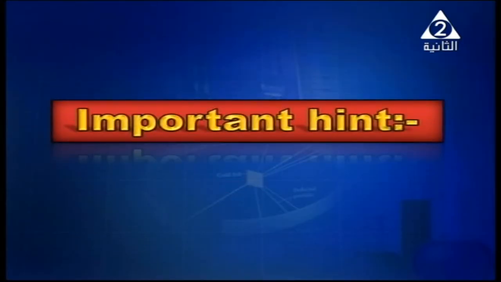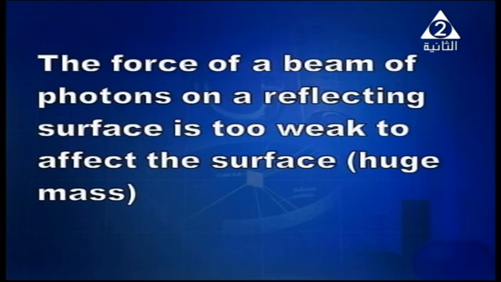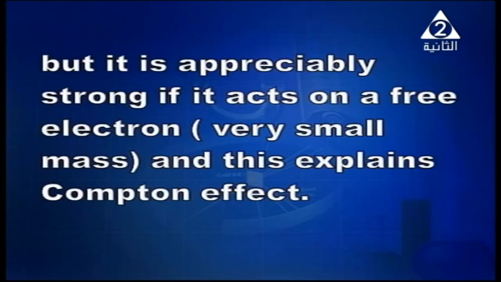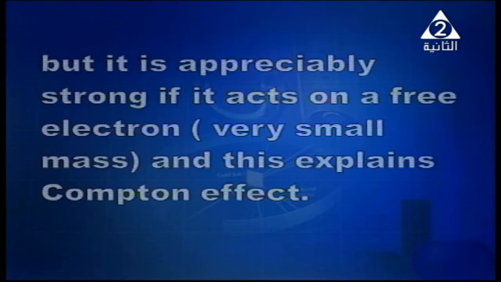We've got important hints here. The force of a beam of photons on a reflecting surface is too weak to affect the surface, when the surface is huge. But it is appreciably strong if it acts on free electrons, very small particles. Then the force of photons on them will be appreciably strong. And this explains the Compton effect.